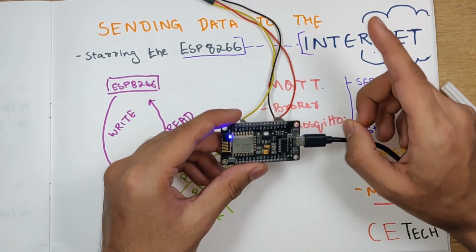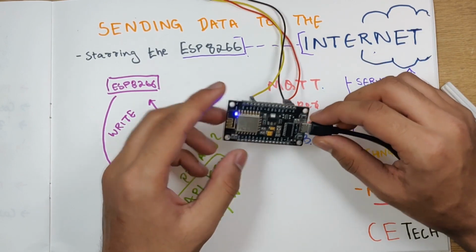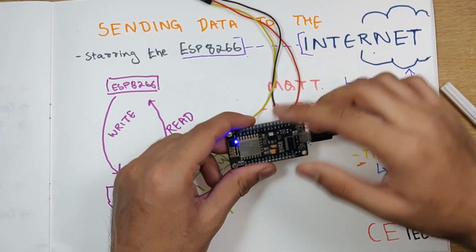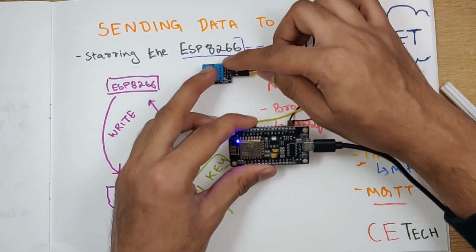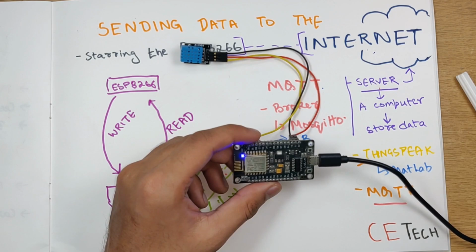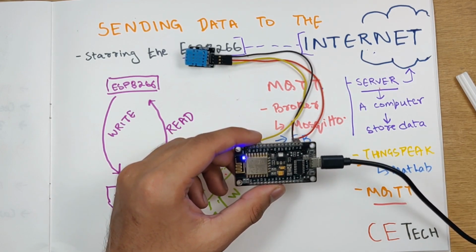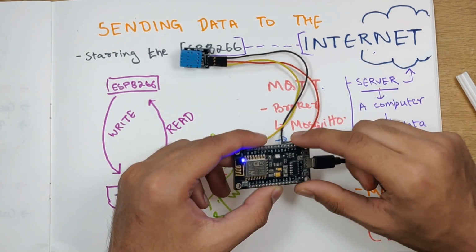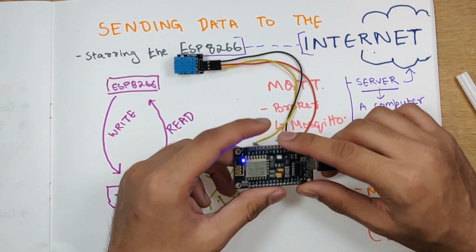I'll be including that code as well in the GitHub repository that I mentioned in the description below, along with the code that I used just now for this DHT11 sensor data upload to the internet. And I'll be including the code for the LED control, wherein you will be able to send data from the Thingspeak platform to the ESP8266 and control the LED.